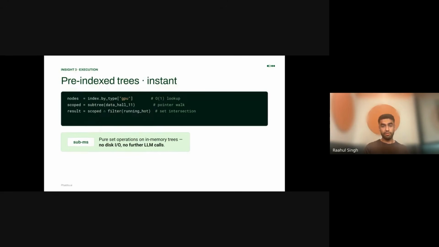So, for example, from the previous slide, we saw that we wanted to look at GPUs in data hall 11. We could just get all the GPUs in data hall 11 in one pre-index subtree, or other data halls, for example, or other racks, for example. And then to get to the final result, all we need to do is run a query to find all GPUs that are running hot and take their intersection. Set operations ensure that we have perfect recall and accuracy, irrespective of how we want to filter the queries and what fuzziness the user may have in their query.